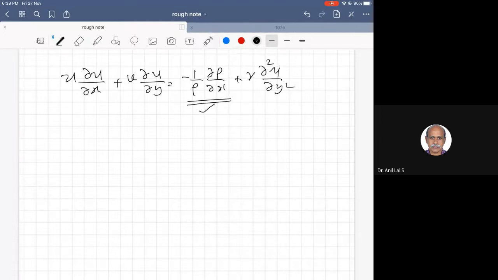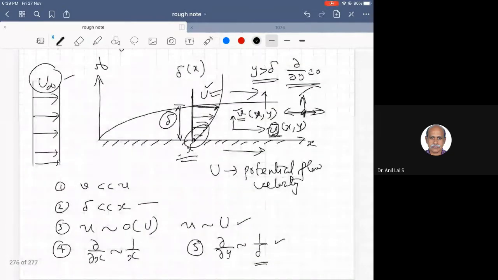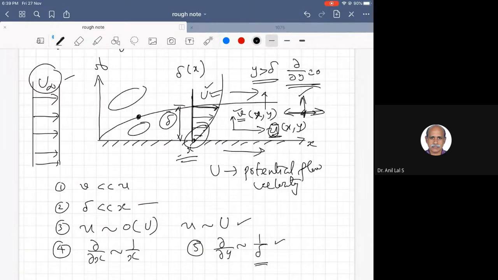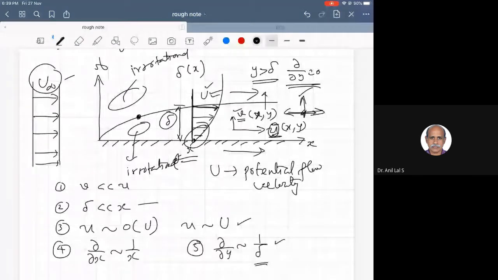The pressure gradient in the boundary layer is due to what? That we'll see. For that, let us consider a point on the edge of the boundary layer. So we know that inside the boundary layer there are velocity gradients. Outside the boundary layer there is no velocity gradient. The potential velocity exists, and that too we consider as irrotational outside. Within the boundary layer the flow is rotational, it is having rotation, whereas outside the boundary layer it is irrotational.